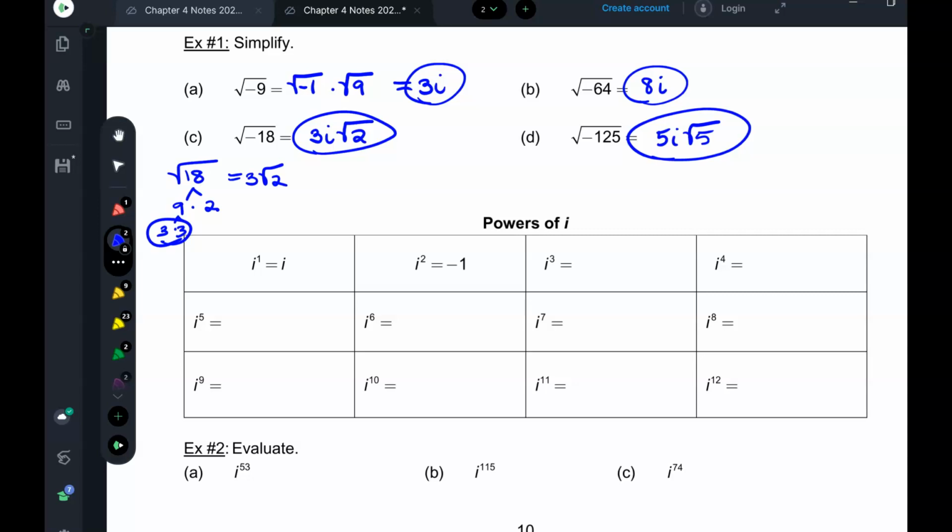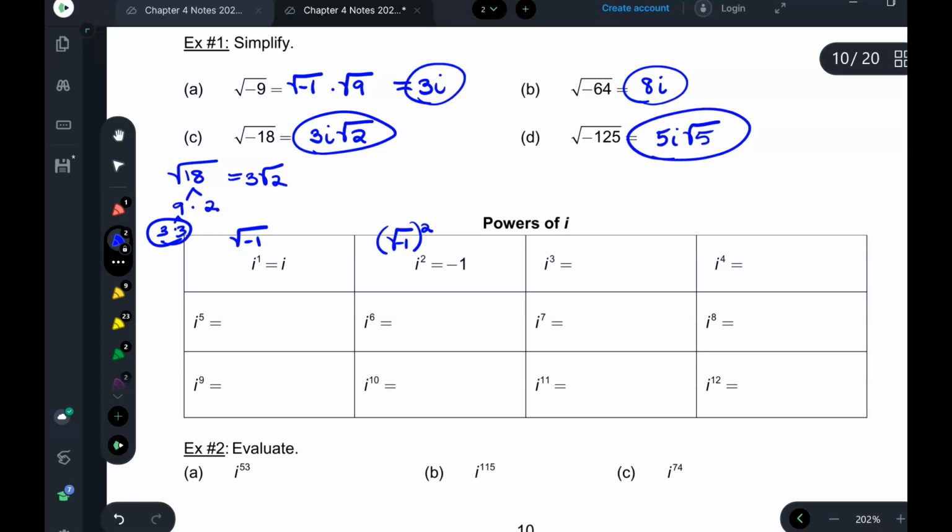Okay, let's look at some patterns with powers of i. So we'll say i to the first is i. Again, what's i? It's the square root of -1. Why do you think i squared gives us -1? Because if I took the square root of -1 and I square it, don't I just get back what's underneath the radical?